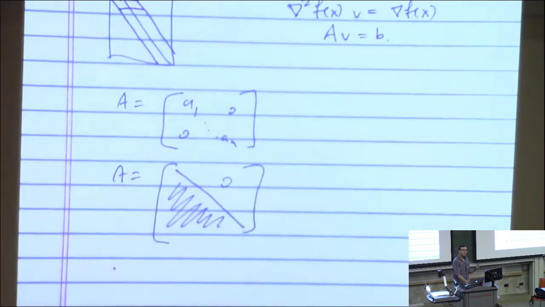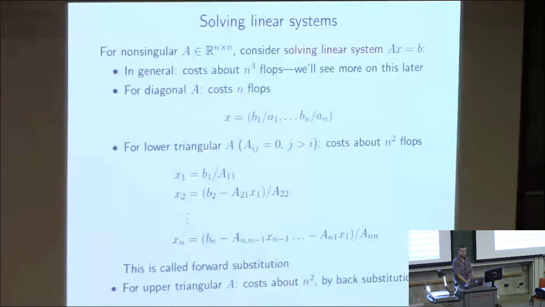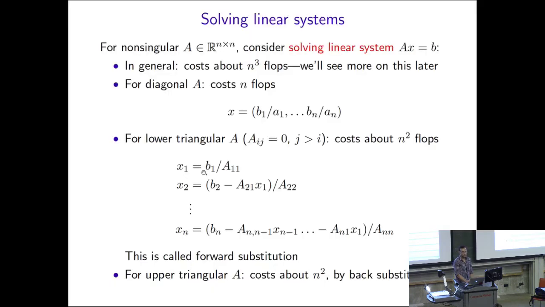And then the second row gives me the equation a21 x1 plus a22 x2 equals b2. But I know what x1 is. I just solve for it, so I can substitute in. And I'm substituting in a forward way, because I'm always substituting in the next component of the system of equations. And I can solve for x2 directly, so there's an exact form I get for x2. And then I substitute in for x1 and x2 in the third component, and I can solve for x3 and so forth.